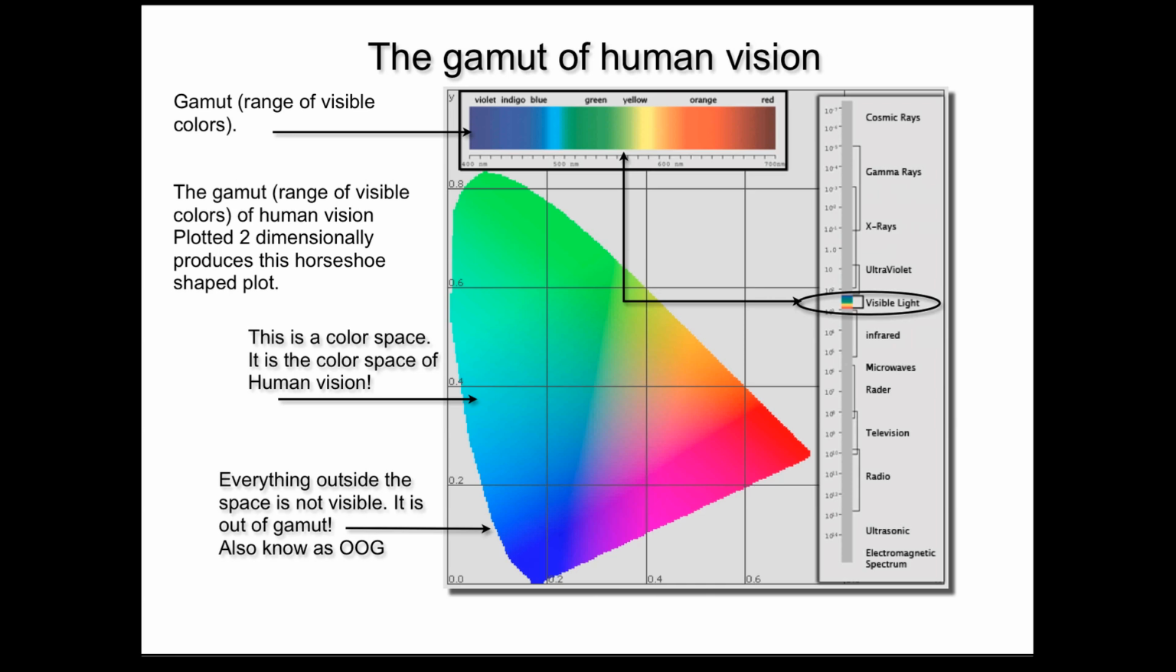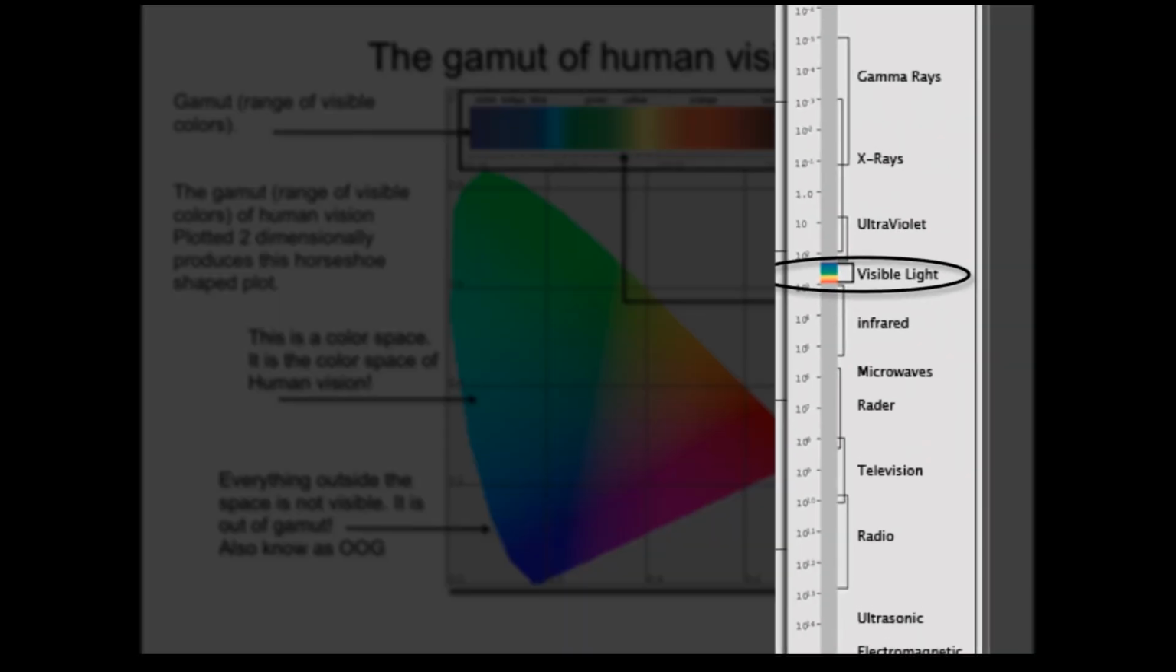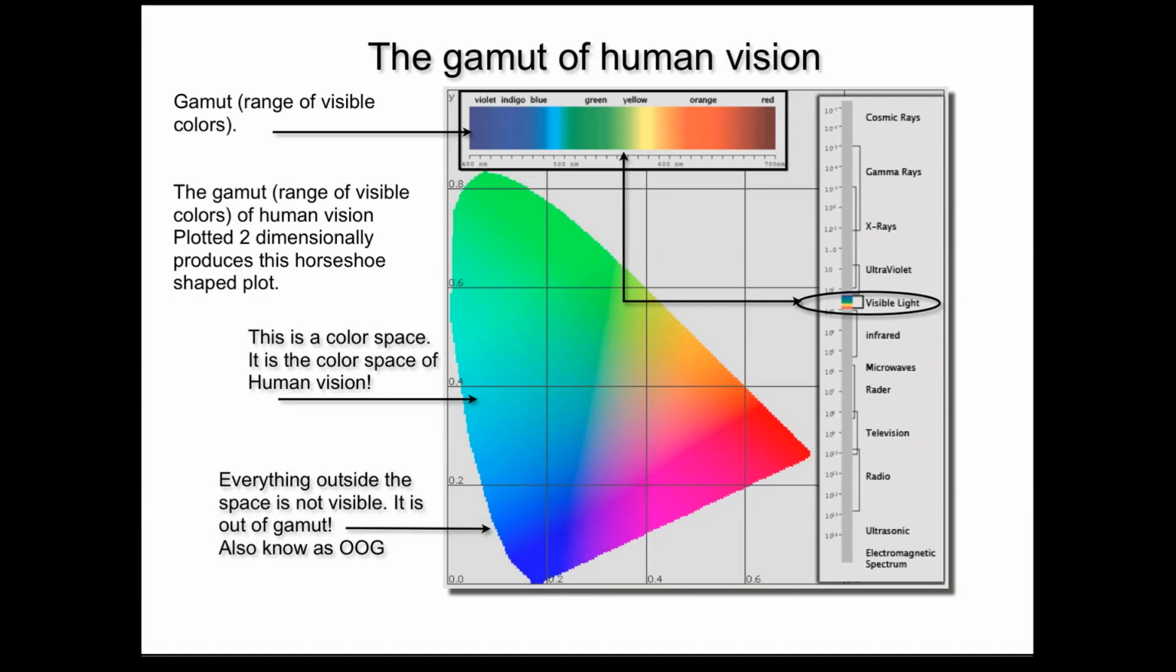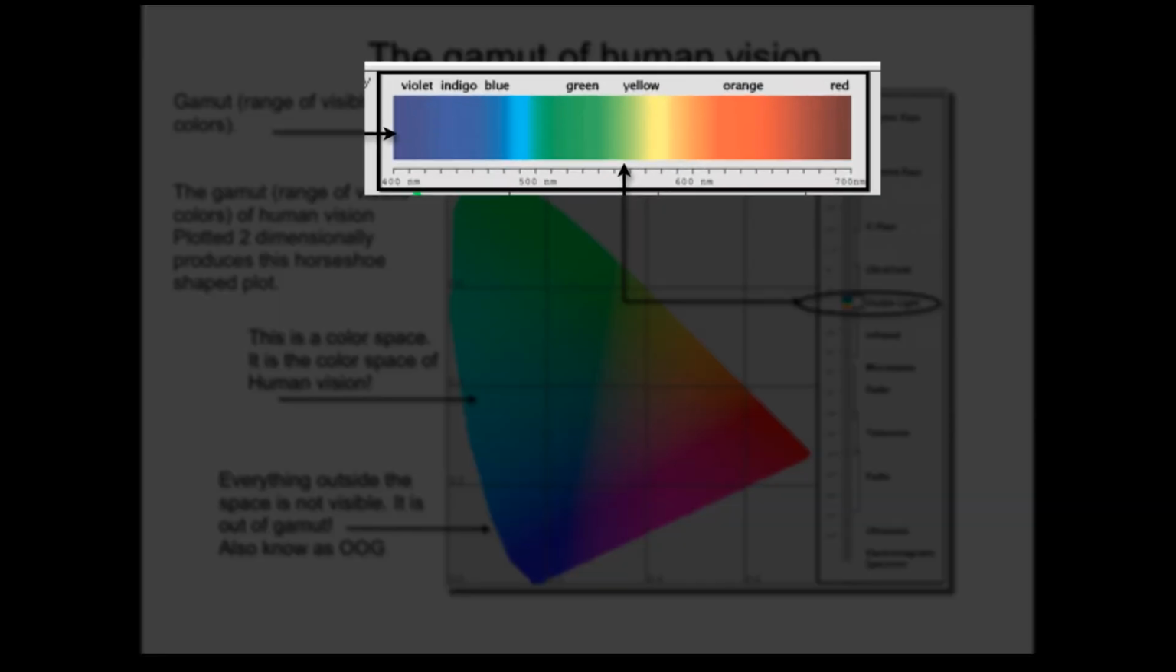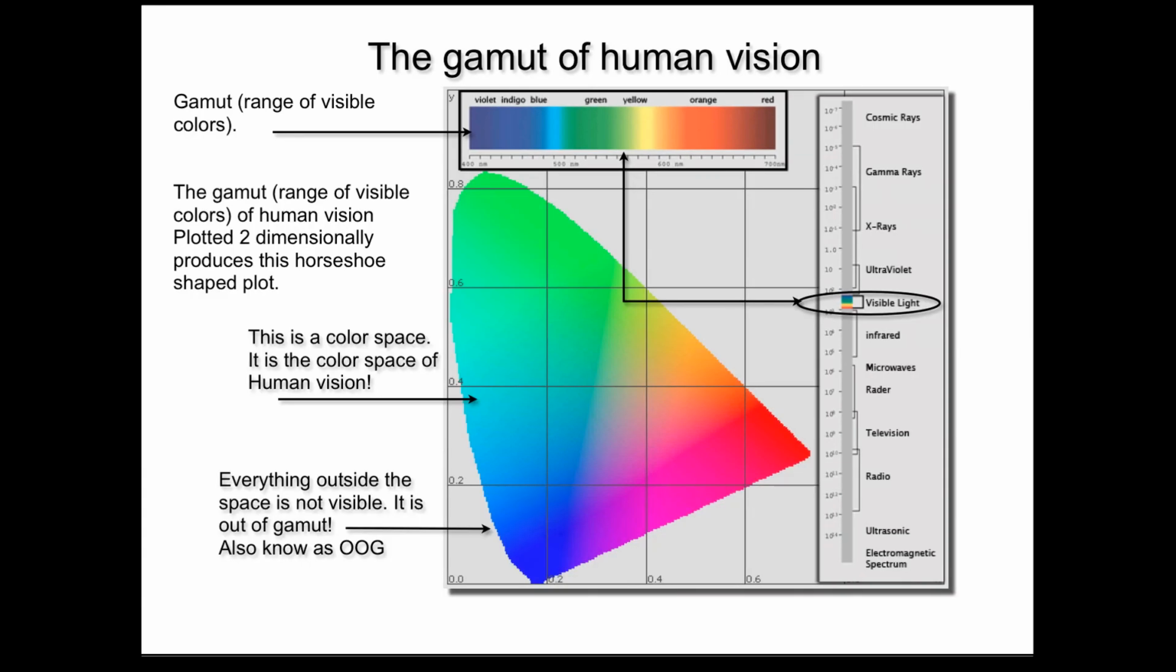Now over here on the right side of the slide, you're seeing what is visible light, the light that we humans can see. And it's only a very small sliver of the electromagnetic spectrum. Expanded up above, you see that visible light is these particular colors as passed through a prism. You might remember Roy G. Biv. Well, thanks to some math done in the 1930s, the visible light spectrum can be plotted two-dimensionally, and that is what you're seeing in this horseshoe-shaped plot. This is the gamut of human vision.